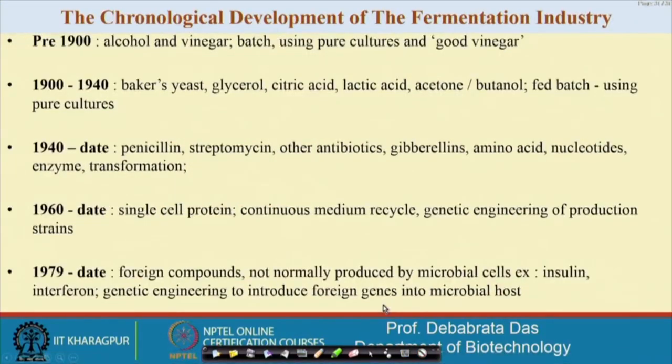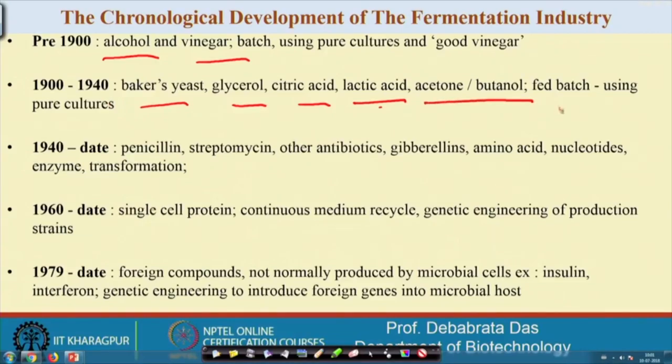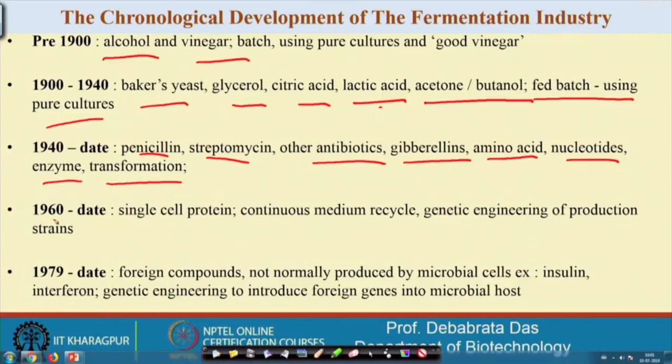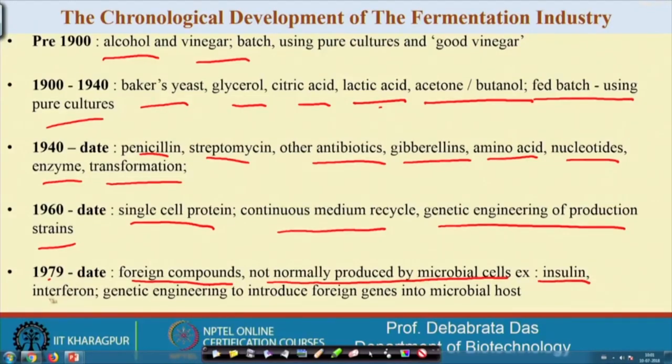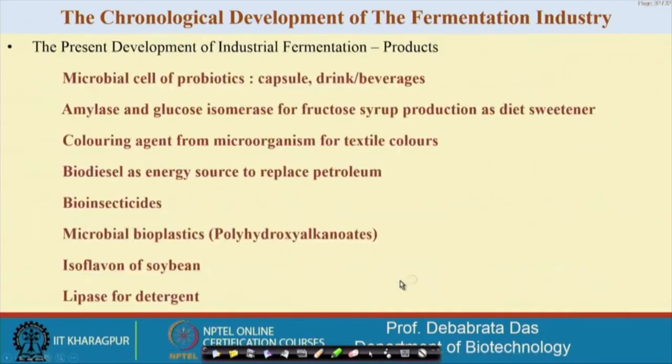So this is the chronological development of the fermentation industry. Initially, bioproduct formation started with alcohol and vinegar, pre-1900. From 1900 to 1940 we have baker's yeast, glycerol, citric acid, lactic acid, acetone, and butanol, using pure culture. From 1940 to date we have penicillin, streptomycin, other antibiotics, gibberellin, amino acids, nucleotides, and enzyme transformation. From 1960 onwards we have single cell protein, continuous medium recycling, and genetic engineering of the production strain. And from 1979 to date we have foreign compounds not normally produced by microbial cells, for example insulin and interferon, with genetic engineering to introduce the foreign gene into the microbial host. So these are the different chronological developments.